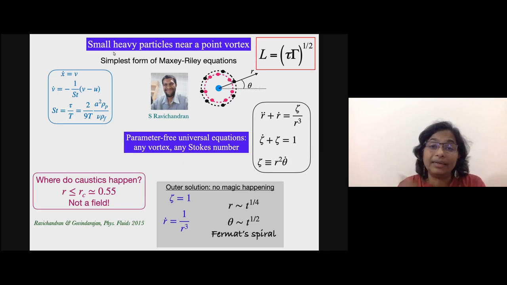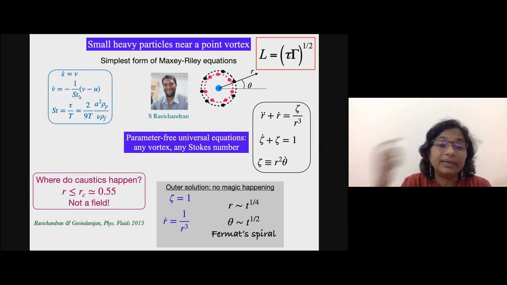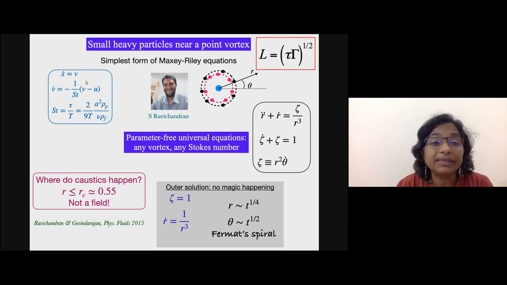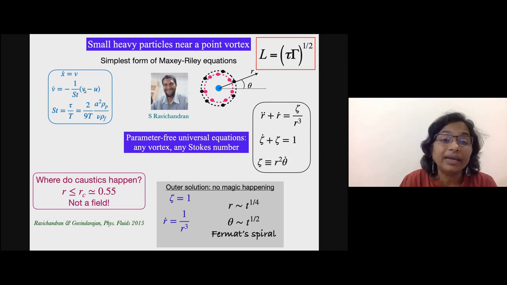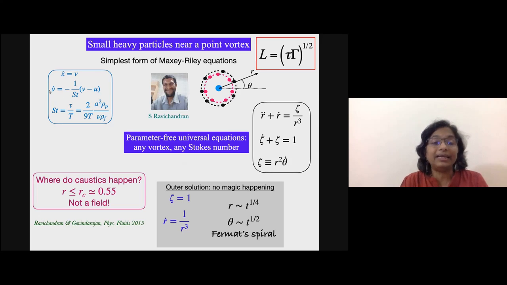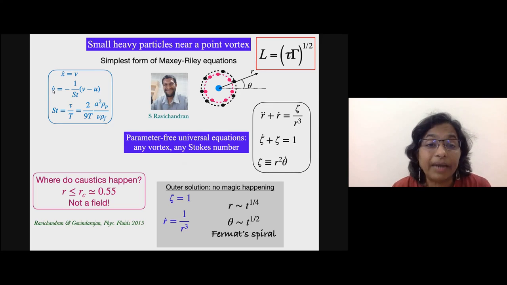We'll talk about lighter particles way down in the talk. And for these particles, when you neglect Basset history, the Maxey-Riley equation can be written in this extremely simple form, where you have V minus U, the difference between particle and fluid velocity, and 1 over Stokes number, and that gives the acceleration of the particle.